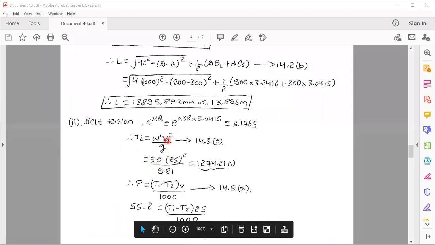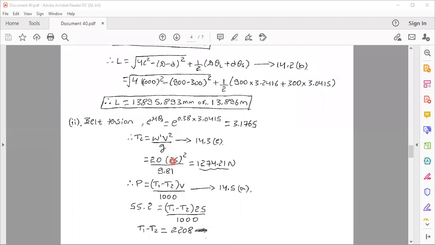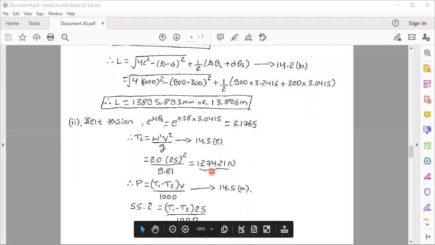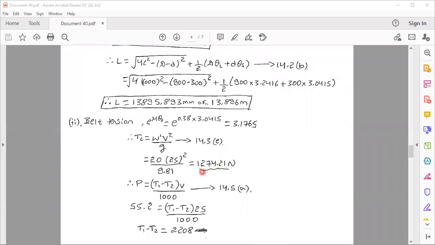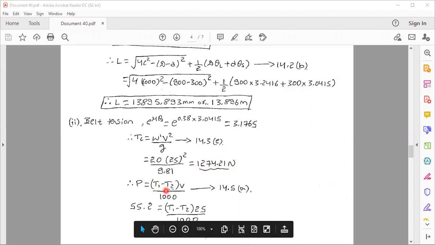Substitute the value. Velocity should be in meters per second, it is given as meters per second. Substitute the value. g is 9.81, its unit is meters per second square. Substituting the values, you get the centrifugal force on the belt, that is 1.27 kilonewton, or 1274.21 Newton. After finding this, we need to find out T1 and T2.